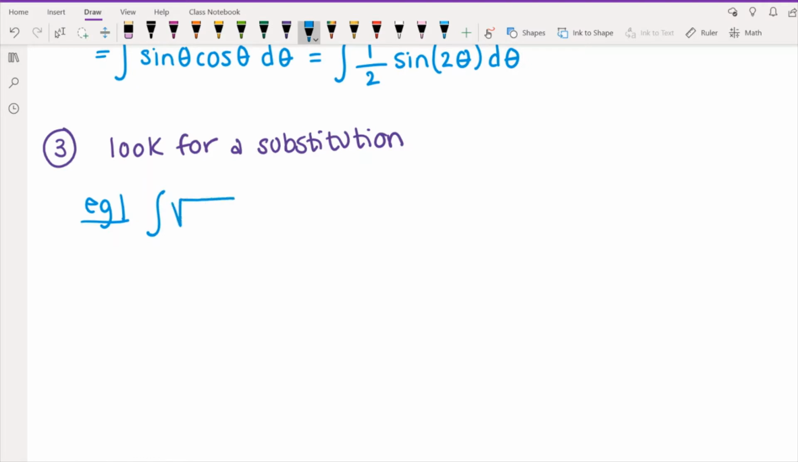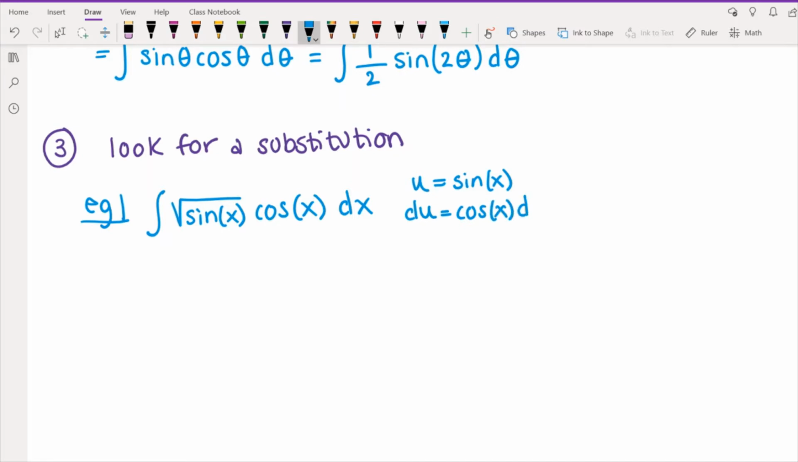So if you have the integral of the square root of sine of x times cosine of x dx. If you let u equal sine of x, then du is going to be cosine of x dx. And so you'll be able to rewrite this integral as the integral of the square root of u du.